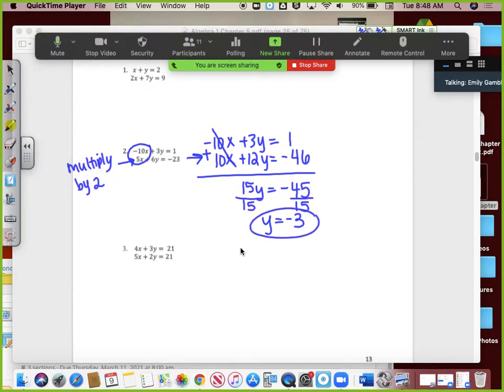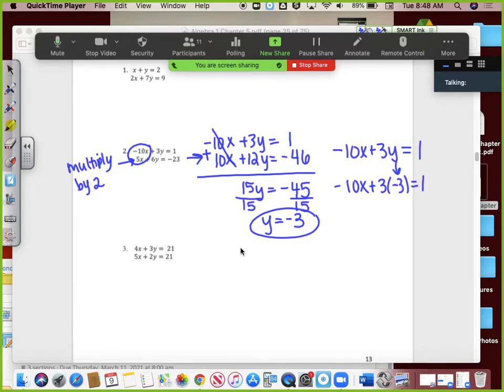Once you have one of the solutions, you take that answer and replace it in whichever equation you want. I usually like to go back to the original equations. You can use the first one or the second one. I'll use the first one, negative 10x plus 3y equals 1. I'm going to replace y with negative 3, since that's what we just found, and solve for x.